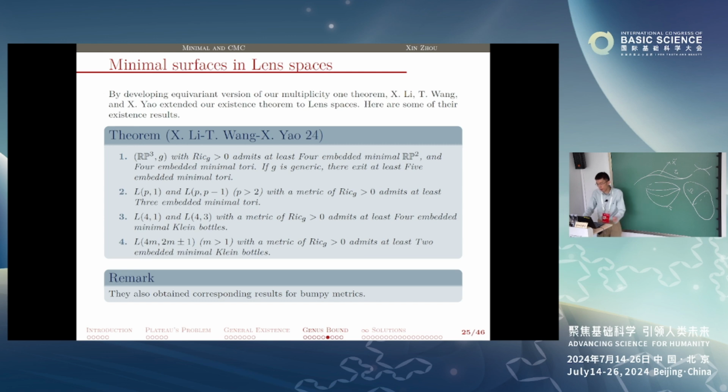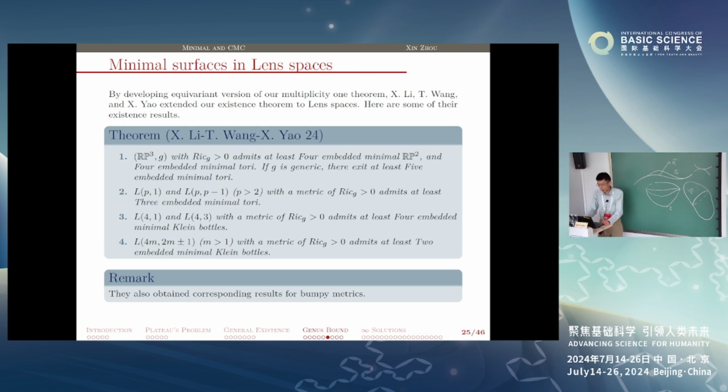This multiplicity one theorem has been applied by 4 of my students and a former postdoc. They were able to show the existence of other minimal surfaces with controlled topology in various spaces. I mean, they proved a number of results. I list a lot, but let me only emphasize the first one. In RP3, the real projective space with positive Ricci curvature, they can construct at least 4 embedded minimal projective planes and at least 4 embedded minimal tori. And if the metric is generic, there are at least 5 minimal embedded tori.